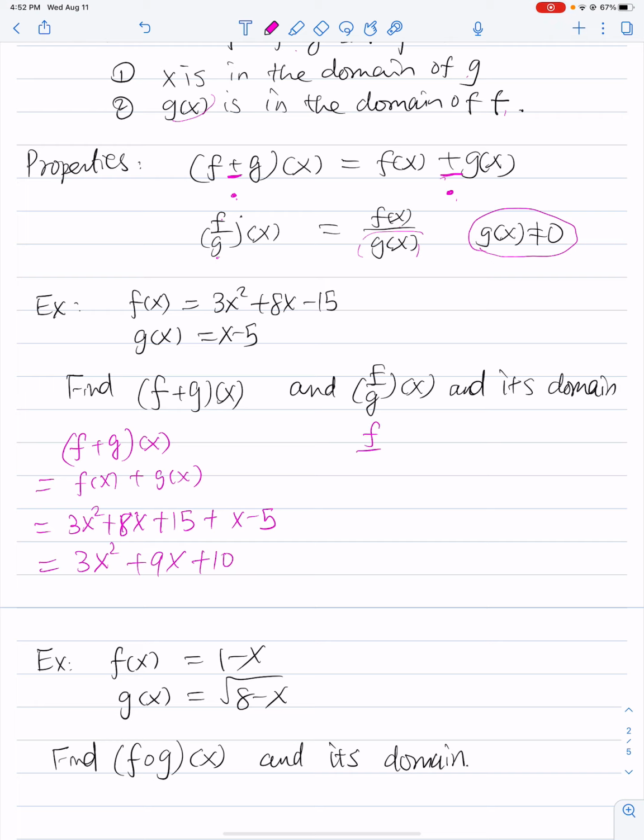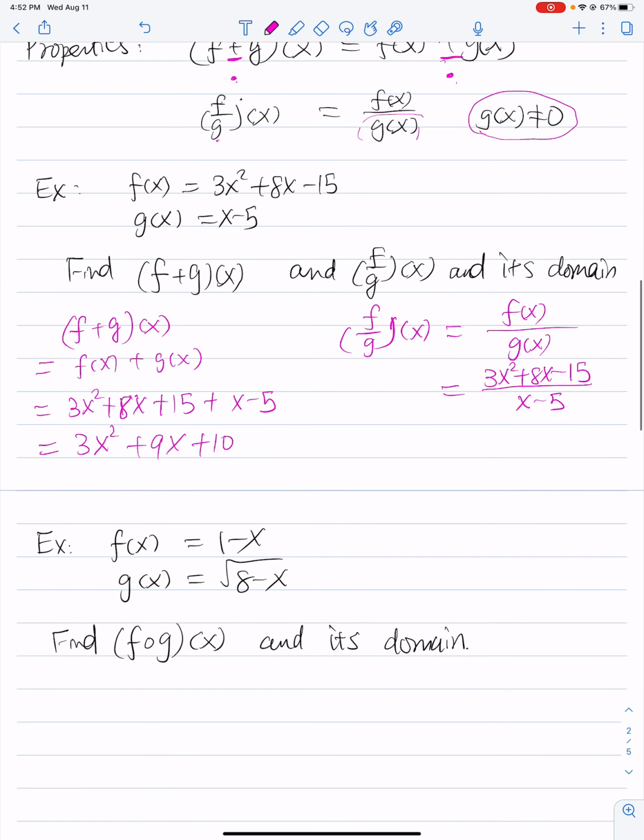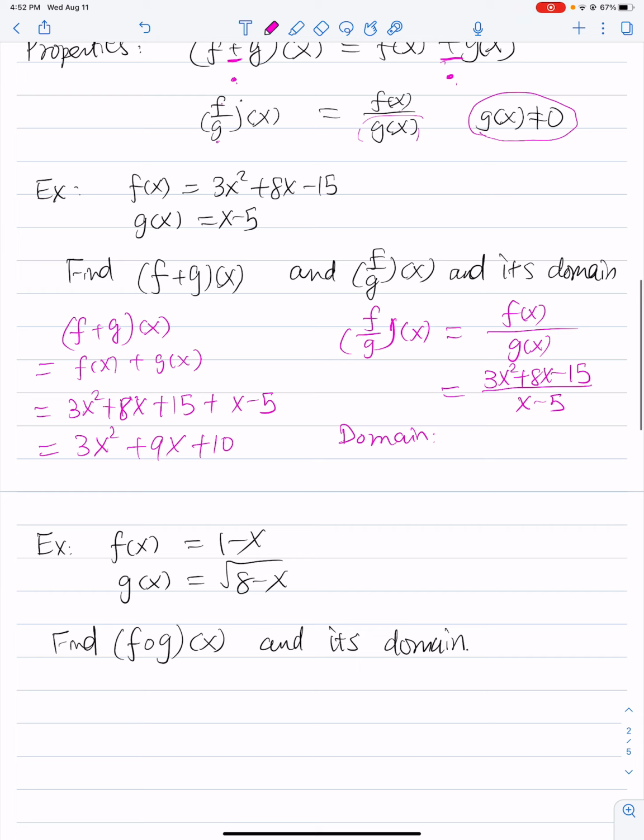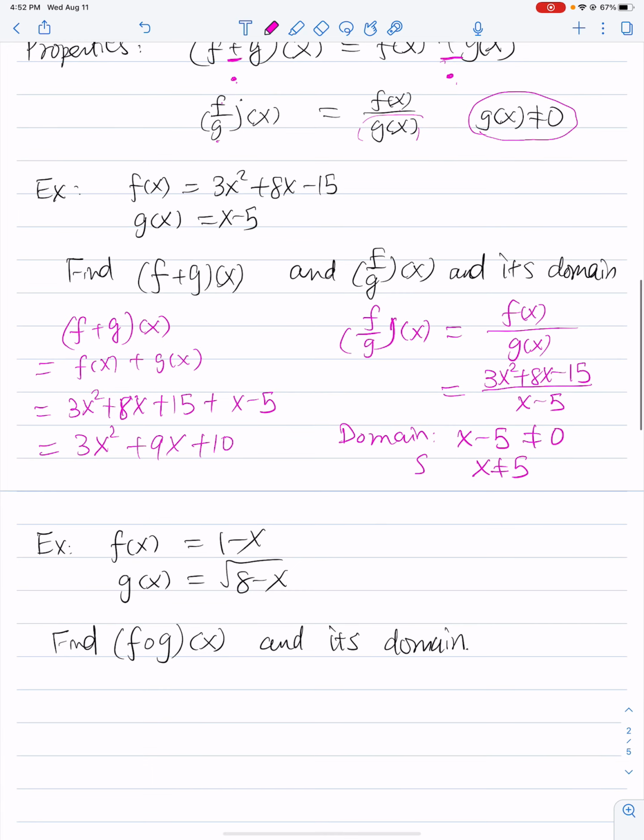So (f/g)(x), when you do the division, that will be f(x) divided by g(x). So what do we have here? 3x squared plus 8x minus 15, just keep it here, over x minus 5. Okay, but what will be the domain here then? For the numerator, we do not care. For the denominator, x minus 5 cannot be equal to 0, so x cannot be equal to 5. So the domain is x cannot be equal to 5.